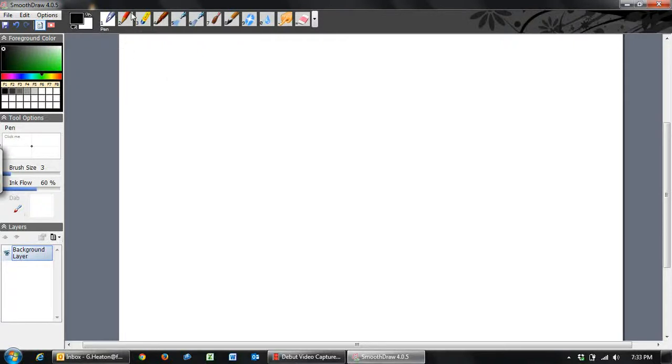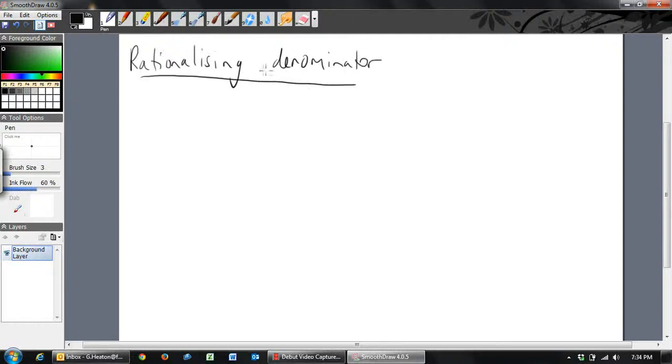Right, let's get on to rationalising denominators. I'll do it in 2 videos because that gets a bit messy. Okay, rationalising denominators. Fantastic. Shall I start with the problem? Let's start with the problem.